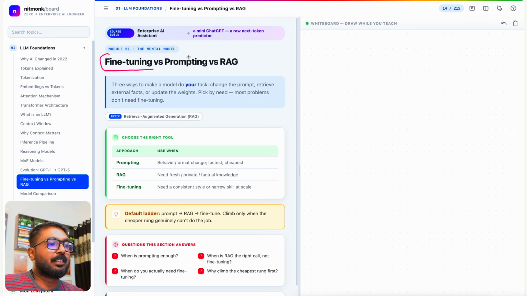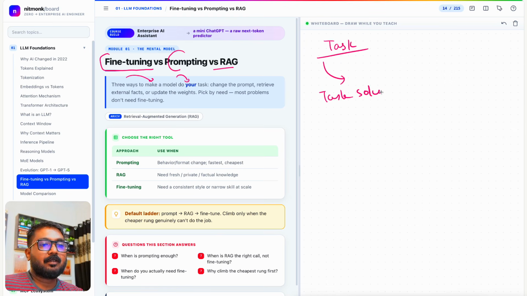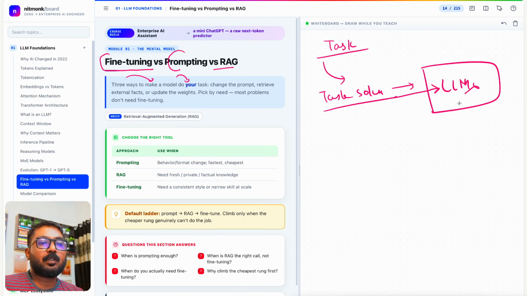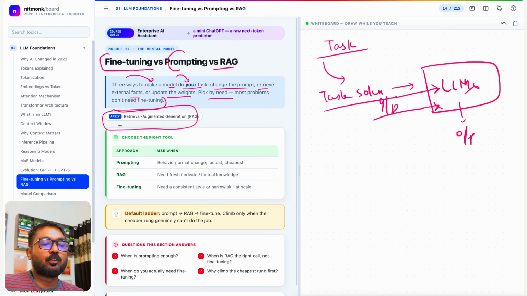There is a topic: fine tuning versus prompting versus RAG. So 3 ways to make your model do a task. Basically you have a task, correct, that you need to solve, and to solve this task you have to put it into the LLM. And once this goes to the LLM, there is an output that comes out. So this is the input and this is the output. You see 3 ways to make a model do a task: change the prompt, retrieve external facts, or update the weights. Pick by need. Most problems don't need fine tuning. Fine tuning, I'll explain. This is the RAG paper that you should read if you're trying to dive deeper, right?